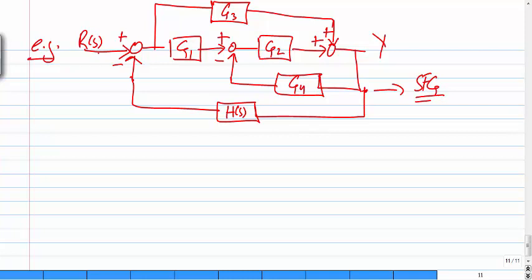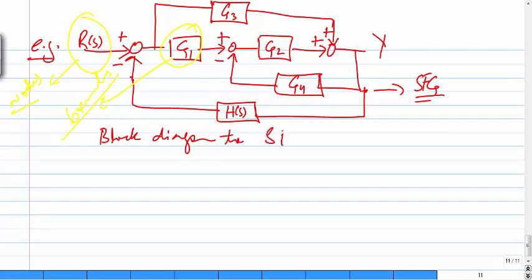So the main idea here is this is the branch. This branch becomes nodes, and these nodes become branches. So the main idea is to convert branches to nodes and nodes to branches. Now, block diagram to signal flow graph. So the basic idea is to convert nodes into branches and branches into nodes.